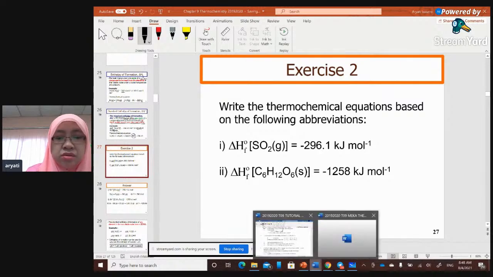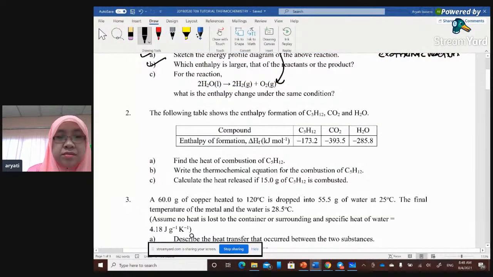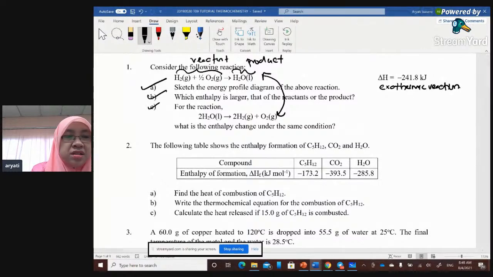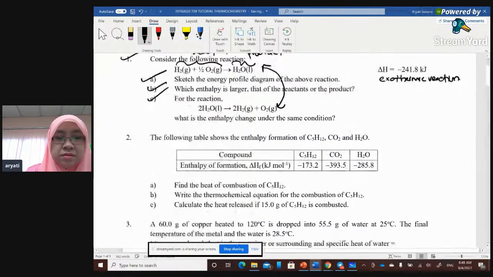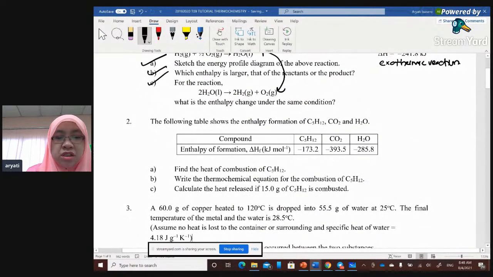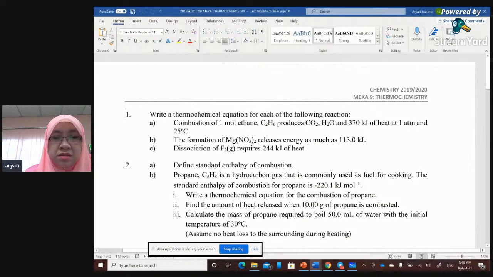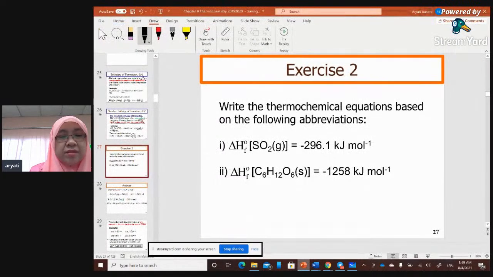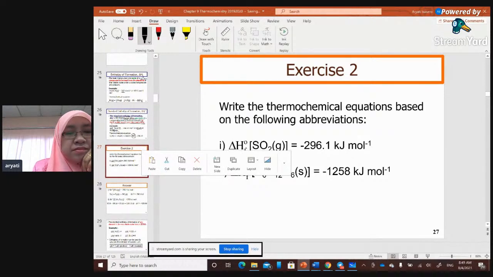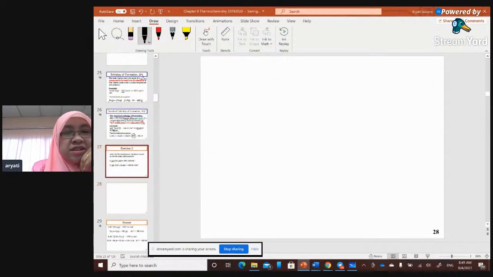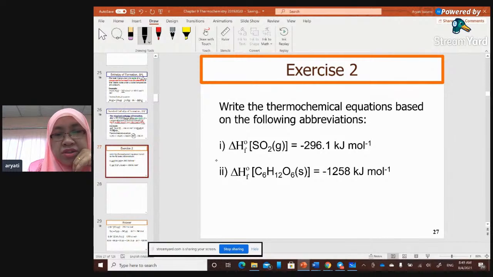So we look at the tutorial questions. This one is done. We have not learned combustion yet, look at their questions. Okay, none there either. So exercise, I will teach this exercise. Write the thermochemical equation based on the following abbreviation. They have given here delta H naught F, SO2.